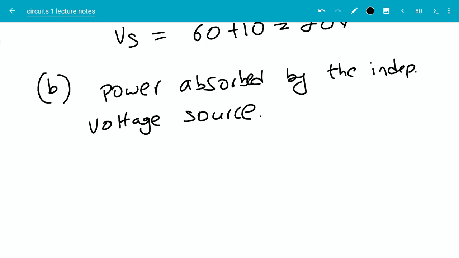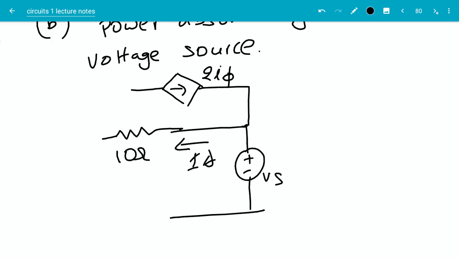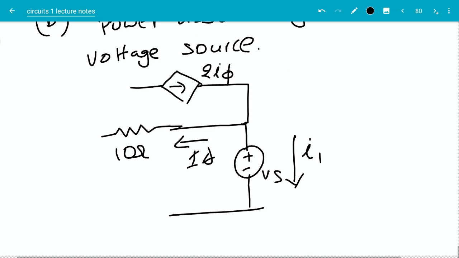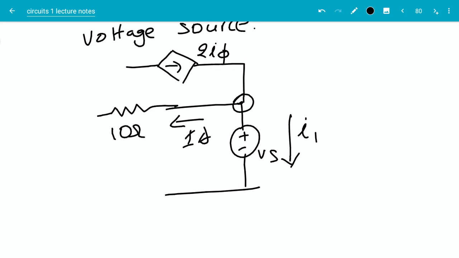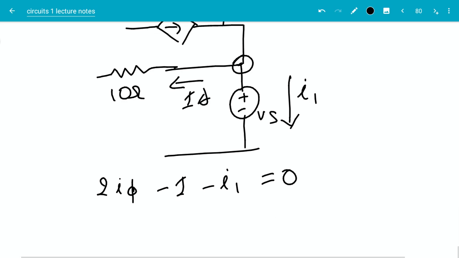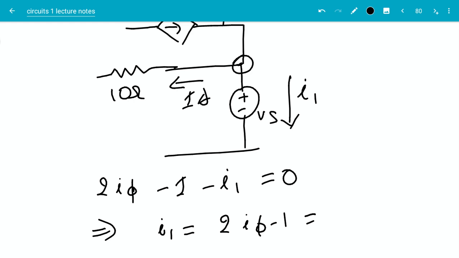I'm going to redraw the part with the independent voltage source for our convenience. So here is the part of the circuit with the independent voltage source. What we need to find is the current in the direction of the voltage drop. Let's call this I1. Then writing a KCL at that node, we get 2 I phi minus 1 minus I1 should be equal to 0. This implies I1 will be equal to 2 I phi minus 1. So this would be 4 minus 1, which is equal to 3 amps.